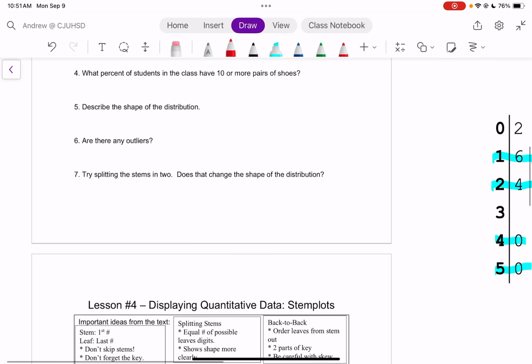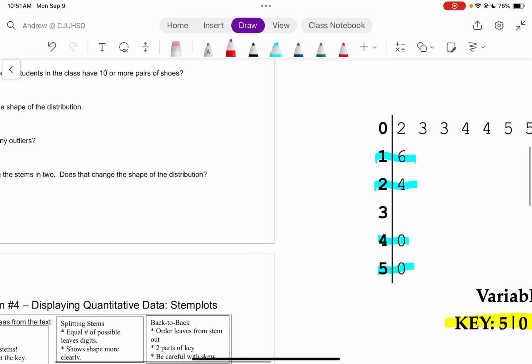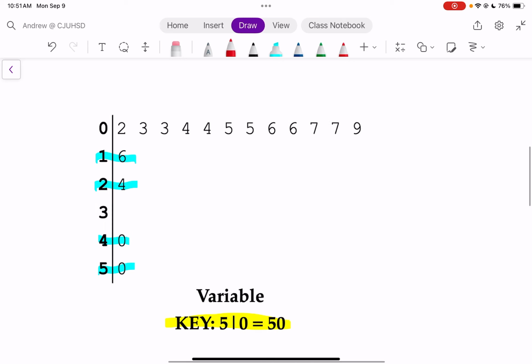And are there any outliers? Actually, yes. When we went to a box plot, we found out that these two are outliers, definitely. And they're outliers by definition. They are far from the rest of the data.